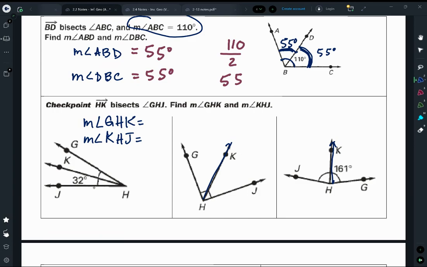So for the first one, 32, again, smooth curve goes through both of them. So 32 divided by 2 is 16. So both of my smaller angles are going to be 16. The next one's kind of a trick question.